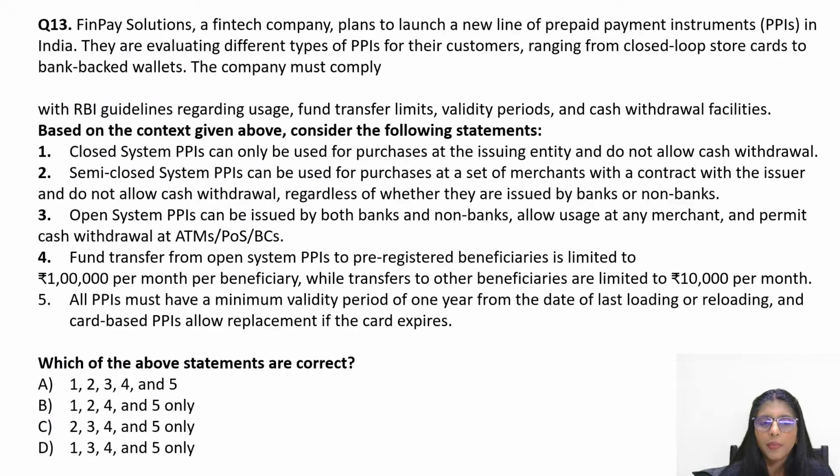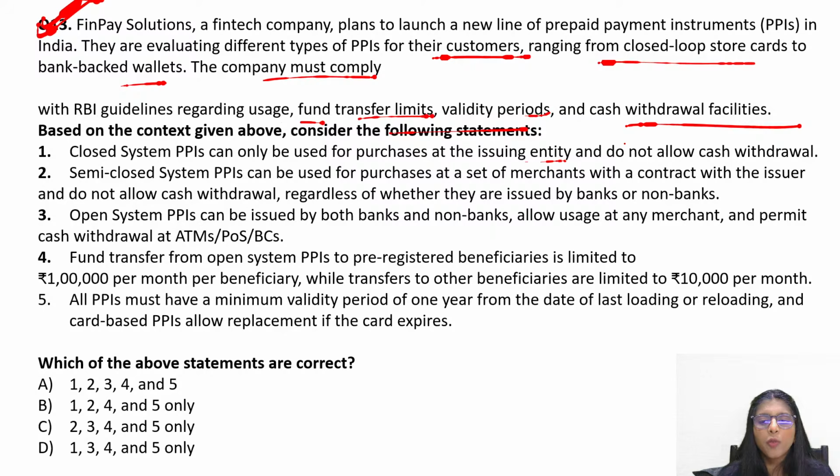Read the question carefully. FinPay Solution, a fintech company, plans to launch a new line of prepaid payment instruments in India. They are evaluating different types of PPI for their customers, ranging from closed loop store cards to bank balance wallets. The company must comply with RBI guidelines regarding usage, fund transfer limit, validity period, and cash withdrawal facility. Based on the context given above, consider the following statements. Closed system PPI can only be used for purchasing from the issuing entity and does not allow cash withdrawal. It's correct.